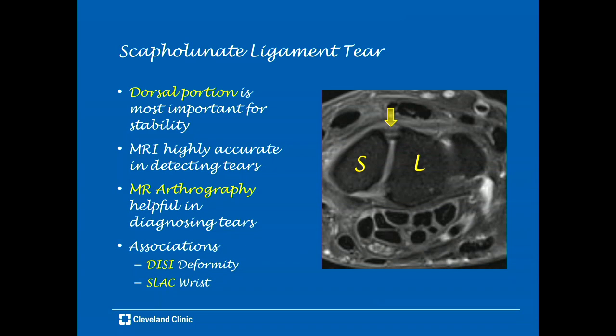MRI is reported to be highly accurate in detecting these tears, and MR arthrography can be helpful in diagnosing the more difficult cases. Scapholunate tears are associated with DISI deformities and slack wrists, as we discussed earlier.